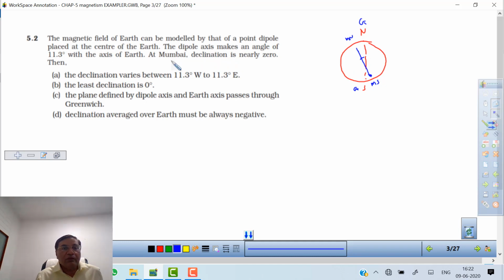11.3 degree. Declination is nearly 0 at Mumbai. The declination varies between 11.3 west to 11.3 east. So it is the correct one. So it varies, 11.3 west to 11.3 east. So this is the correct option. Declination is 0 at least. The plane defined by dipole axis and axis passes through Greenwich. This is geography. Declination average over Earth must be always negative. So this is the correct one.